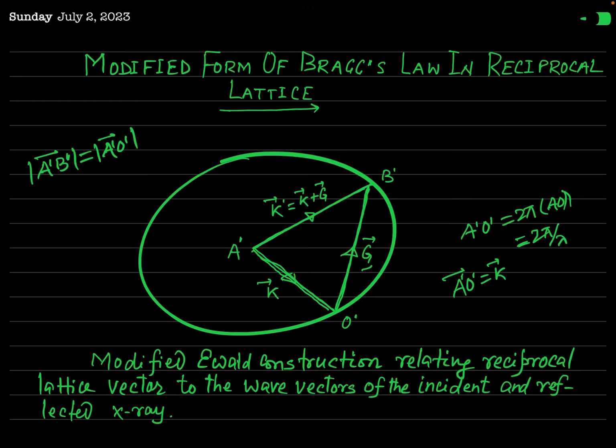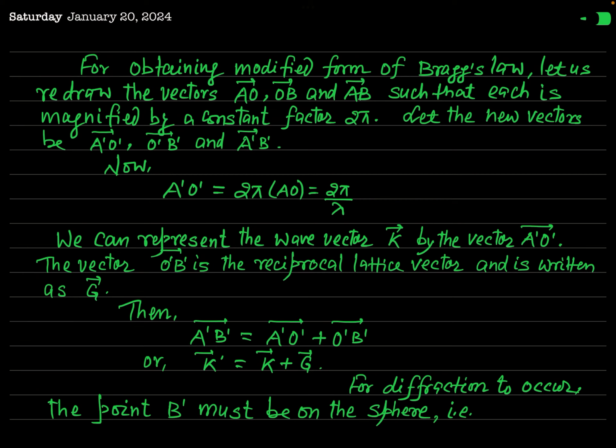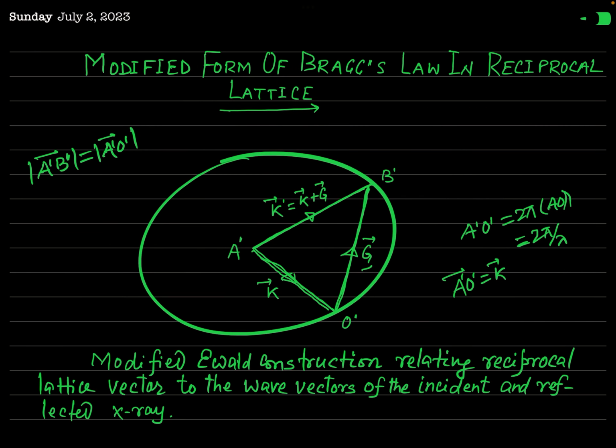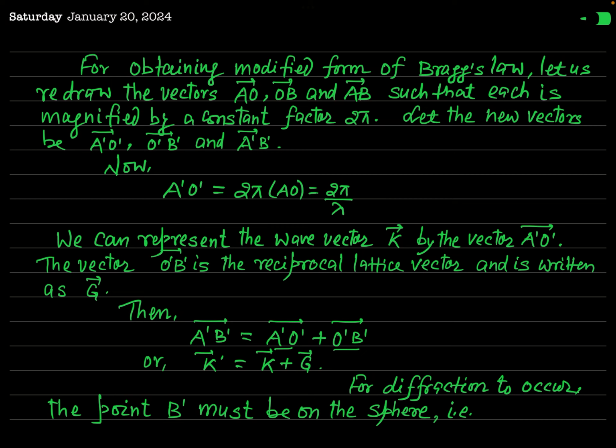I have shown this fact here. Yes. Now see this geometry of the figure. According to the triangle law of addition, vector AO plus A dashed O dashed plus O dashed B dashed will be equal to A dashed B dashed. So I have written it here. You can see that A dashed B dashed is equal to A dashed O dashed plus O dashed B dashed. Okay. Now let us consider that this vector A dashed B dashed is equal to K dashed. So K dashed is equal to K plus G.